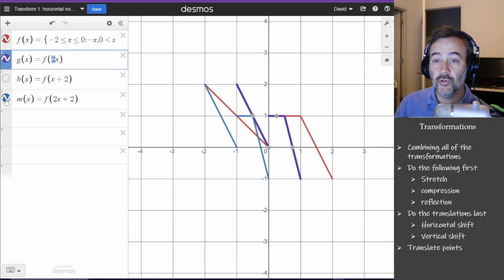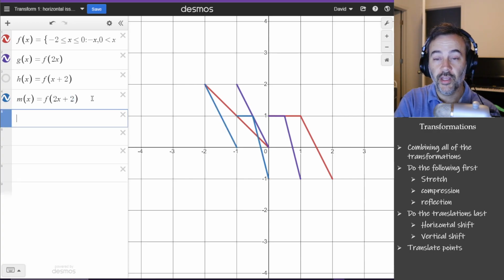Can you see that the blue graph, m of x, is 1 unit to the right of g of x? So what's going on here? It's not a 2-unit transformation to the left or translation to the left. And here is what you need to know.